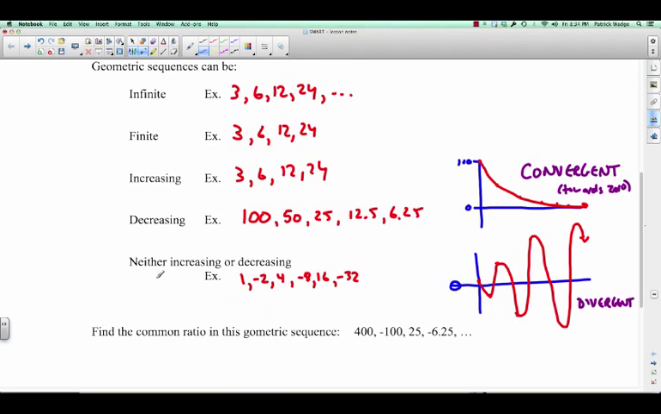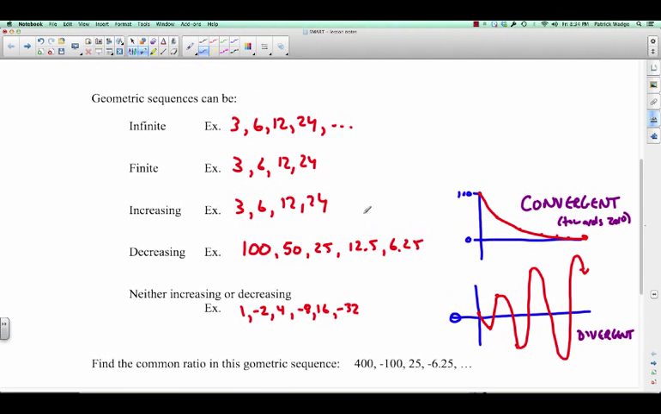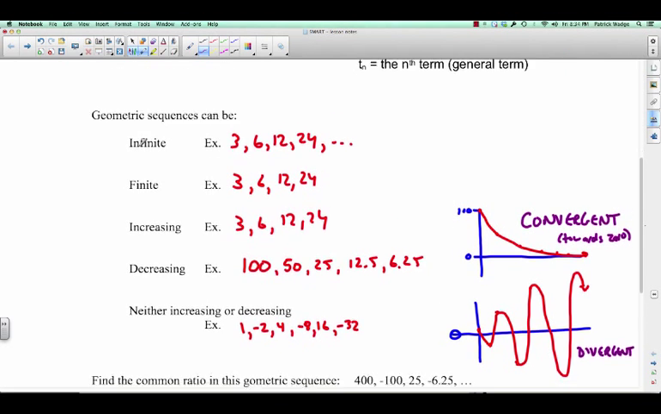Now this is not increasing or decreasing, because if you look at it, at this part here, oh, it's decreasing. Oh no, now it's increasing again. No, it's decreasing. Whoops, you're wrong. It's increasing. See, it's neither. Or we could say it's both, but really we say it's neither. Alright, so those are all the different possibilities, I suppose, that there are with geometric sequences.